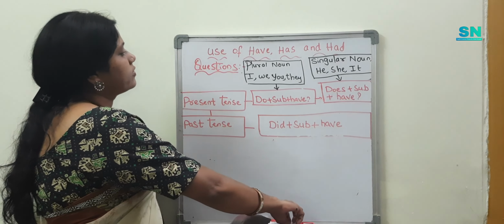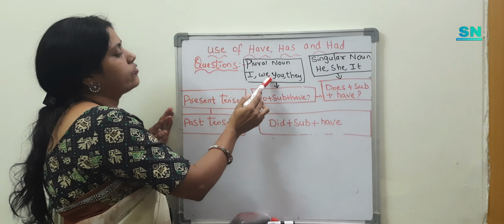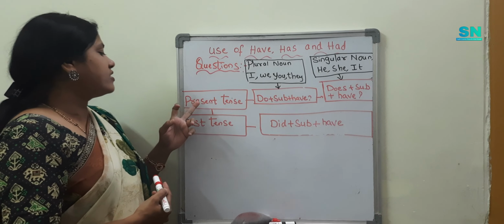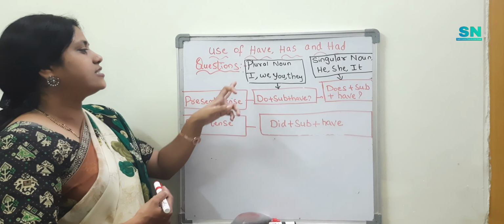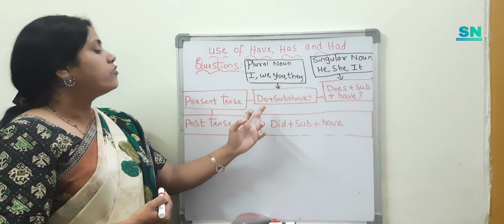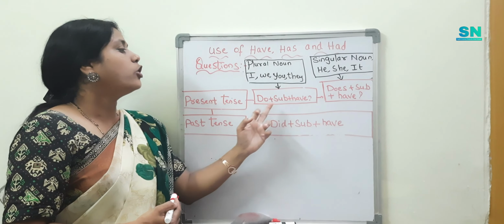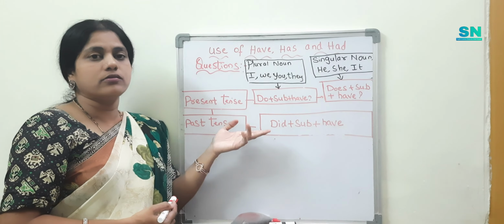Now let us learn about the questions. Plural noun: I, we, you, they. Singular noun: he, she, it. If the sentence is in the present tense and the subject is I, we, you, they, we should use do plus subject plus have. Do you have a pencil? Do you have a book?